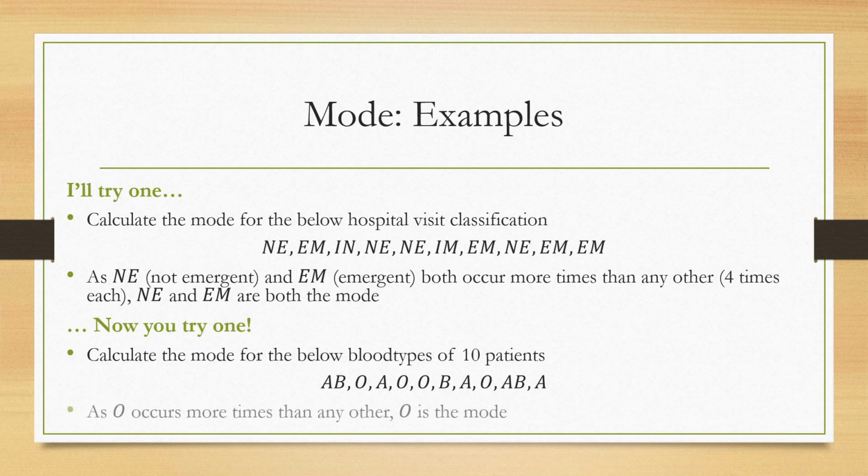All right, coming back to it. Looks like O occurs more times than anything else. A is in there 3 times, B is in there once, AB is in there 2 times, and O occurs 4 times. So because O occurs more times than any of the other blood types, O is the mode of that data set.